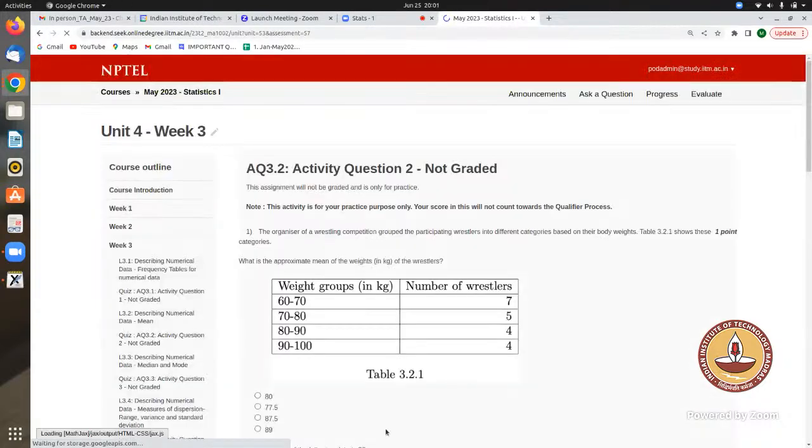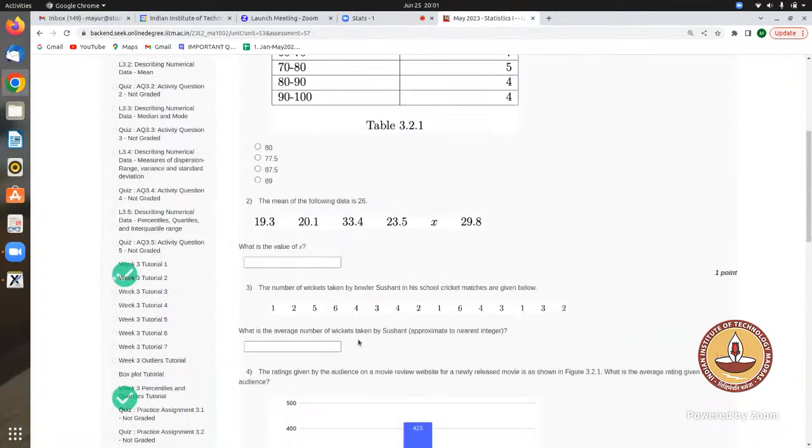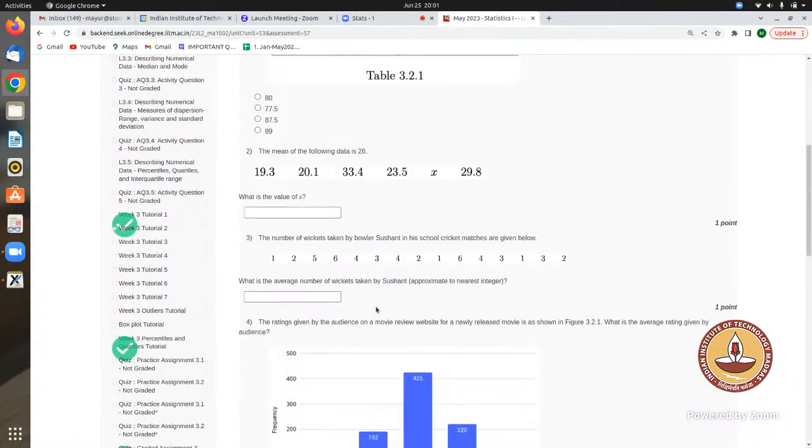Sir, activity question 3.2, question 6. Yes, it's 3.2 question number. Sir, I don't know how to find the mean for a continuous variable. That's okay. Which one? Yeah, question number. Tell me the question.